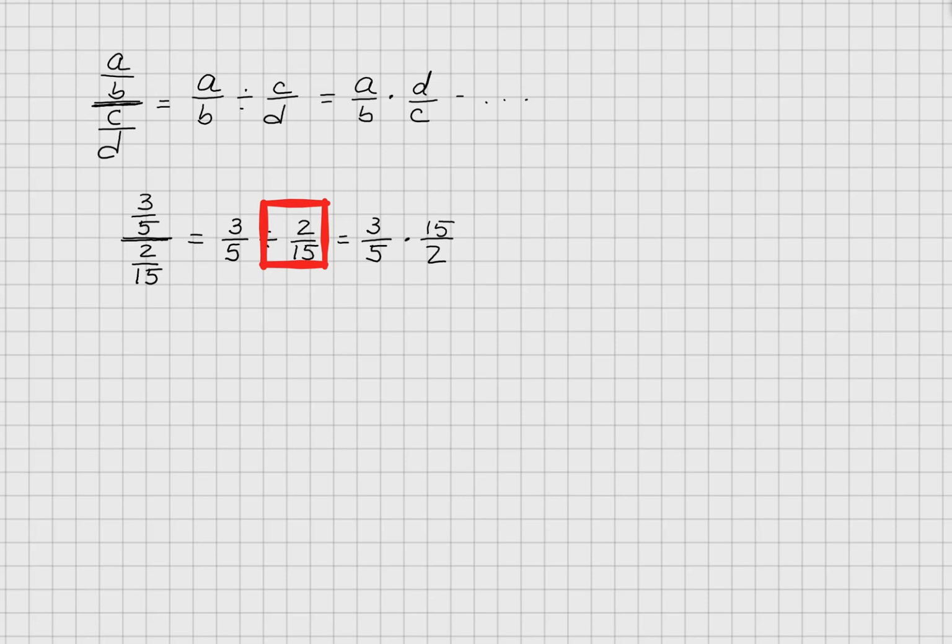Simplify if we can. Yes, we can. 15 and 5 by 5. 15 divided by 5 is 3. 5 divided by 5 is 1. Now do the multiplications. 3 times 3, 9 over 2, which equals 4 and 1/2. Your turn.